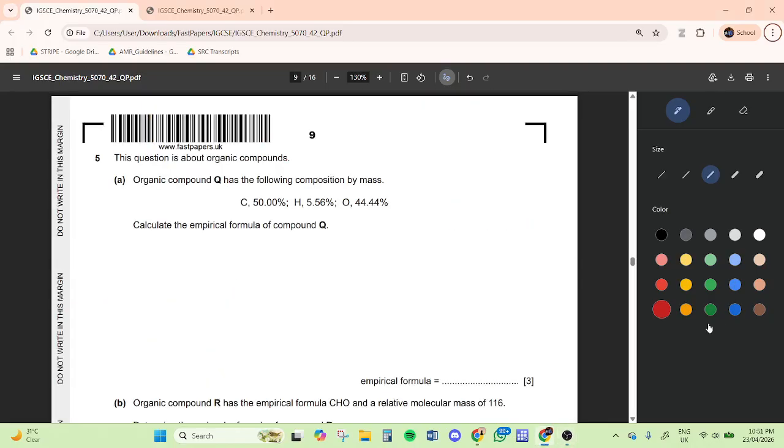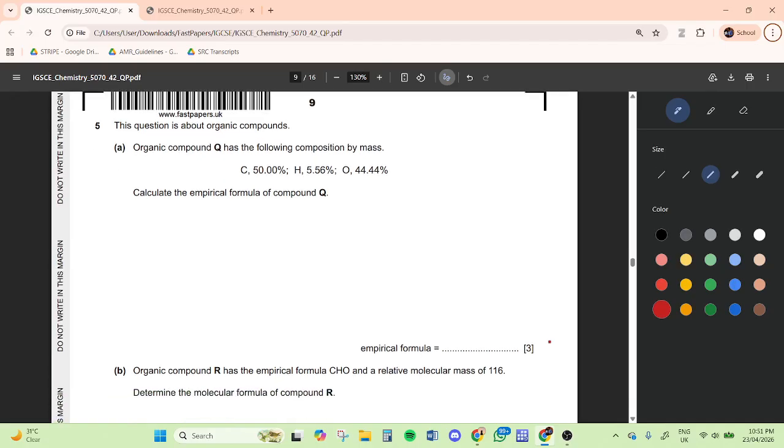All right, so question 5. This question is about organic compounds. Organic compound Q has the following composition by mass. 50% of it is carbon, 5.56% of it is hydrogen, and 44.4% of it is oxygen. So calculate the empirical formula of compound Q.